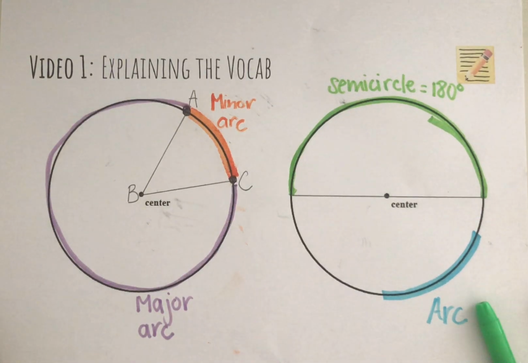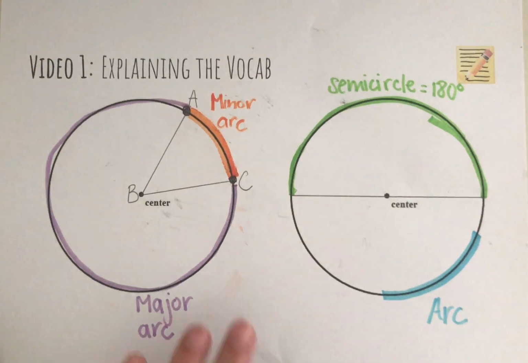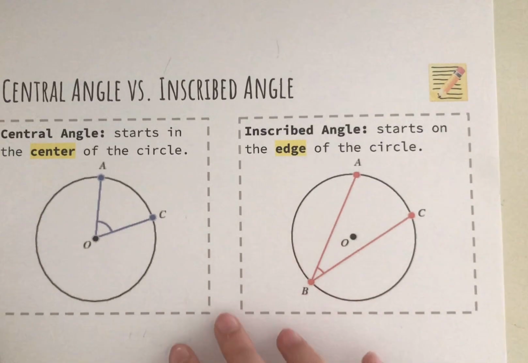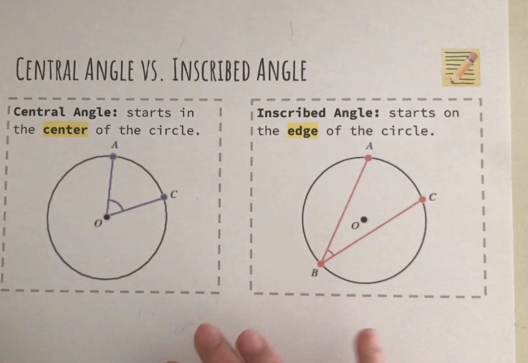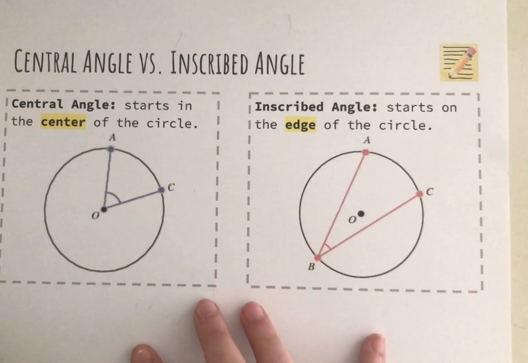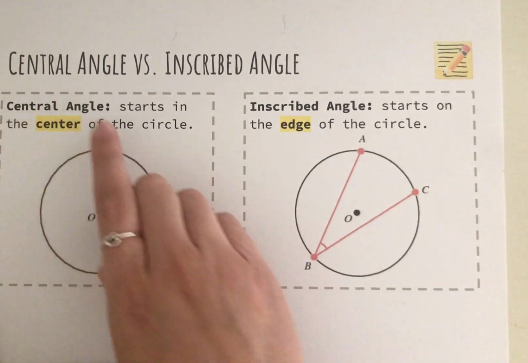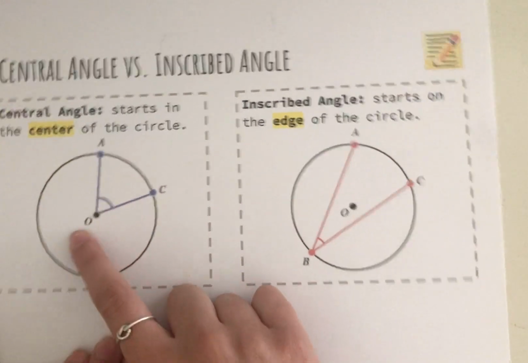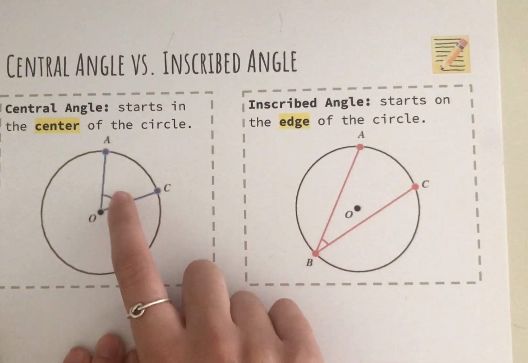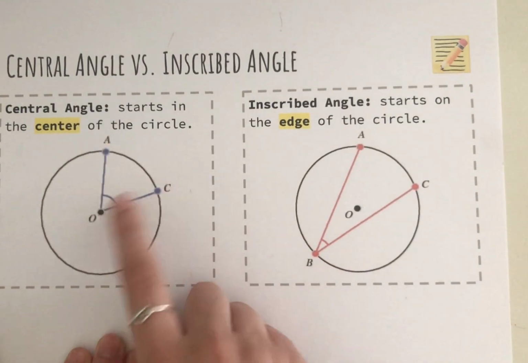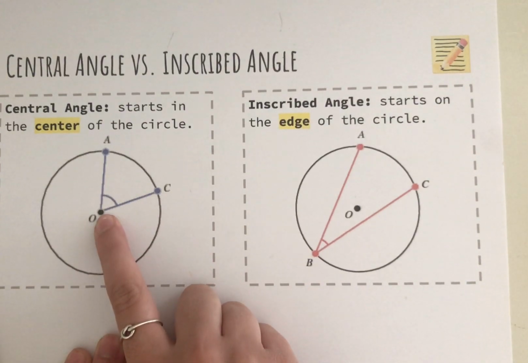Now, here are two new vocab words. So this is a central angle and an inscribed angle. So those are going to be two new words we have not heard before. A central angle starts in the center of the circle. So you notice this circle has a blue angle in it. And the start of it, the vertex of this angle, starts at O, the center of the circle.